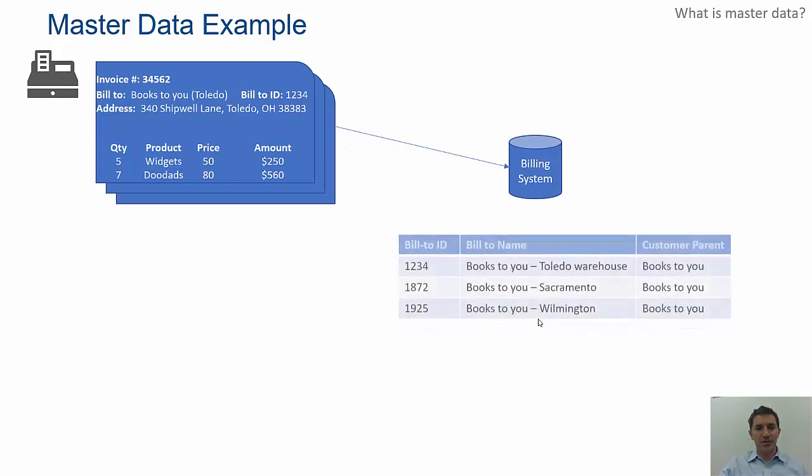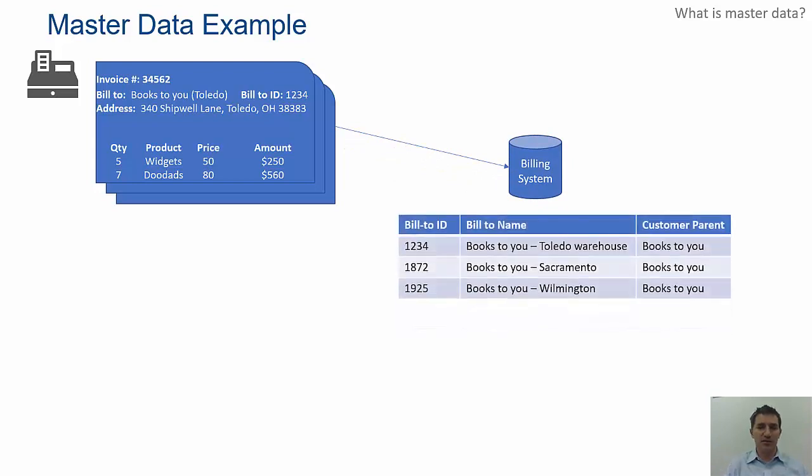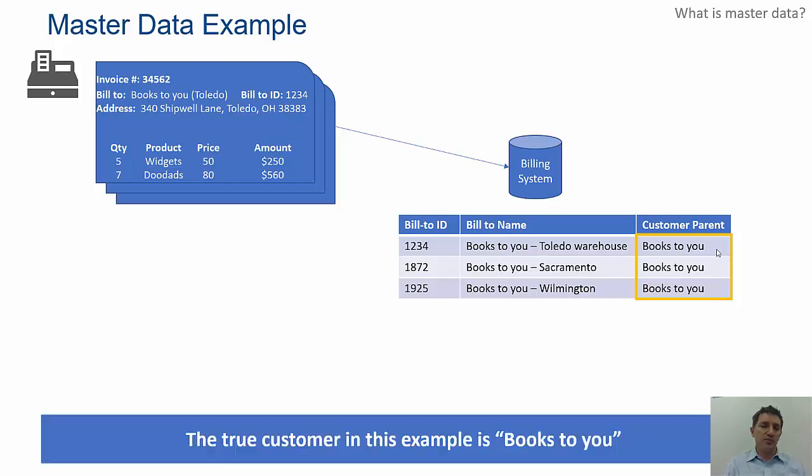Within that billing system, we have tables, and in this table we have a bill to ID, the bill to name, and then something that's not on the invoice, a customer parent. That's just a grouping of the bill to IDs and bill to names into a customer parent. So we may be more interested in reporting on the customer parent than on the individual bill to names. So the true customer here is Books to You, and this is an example of master data.